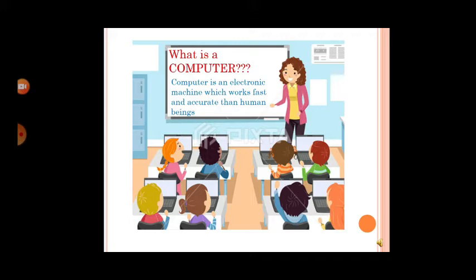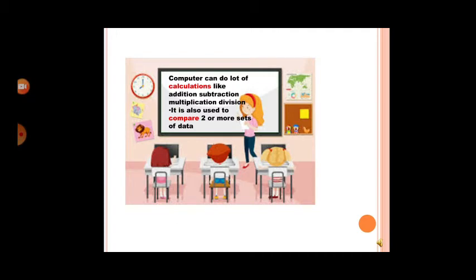Here the teacher is asking the students. So let me ask you, what is a computer? Computer is an electronic machine which works very fast and more accurately than the human being. So why is this computer used? Computer can do a lot of calculations like addition, subtraction, multiplication and division. It is also used to compare two or more sets of data. Hope you know what is calculation and what is comparison. Everybody is familiar with addition, subtraction, multiplication and division.